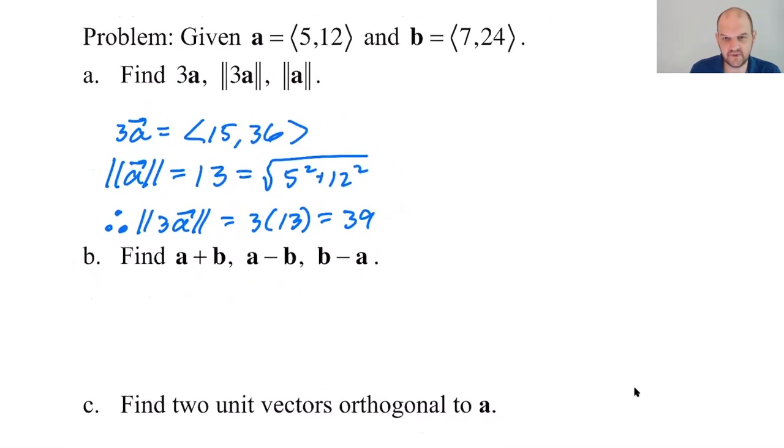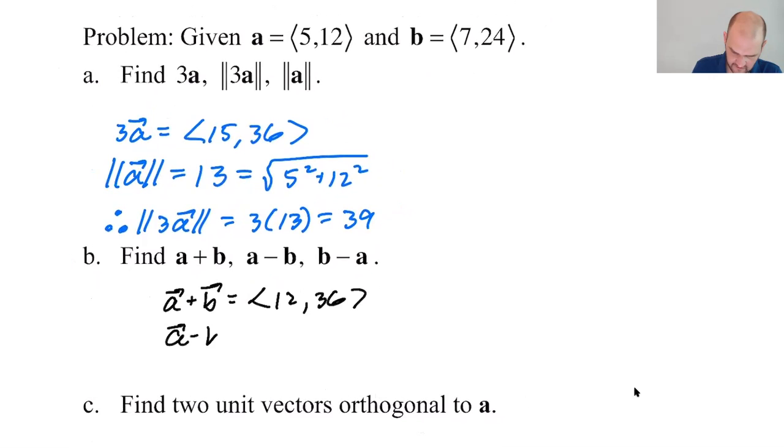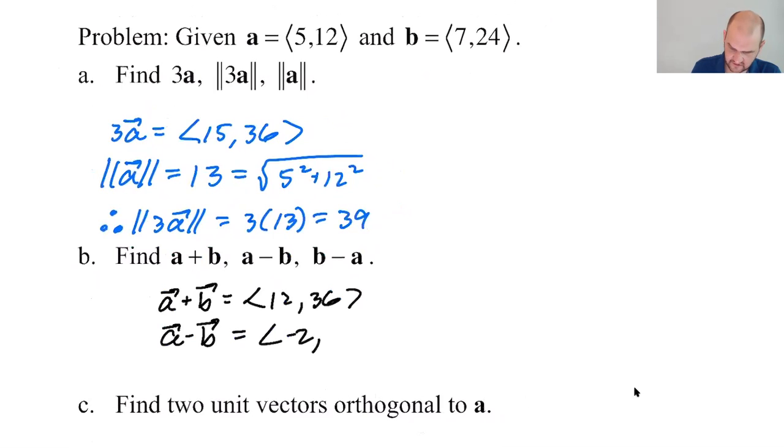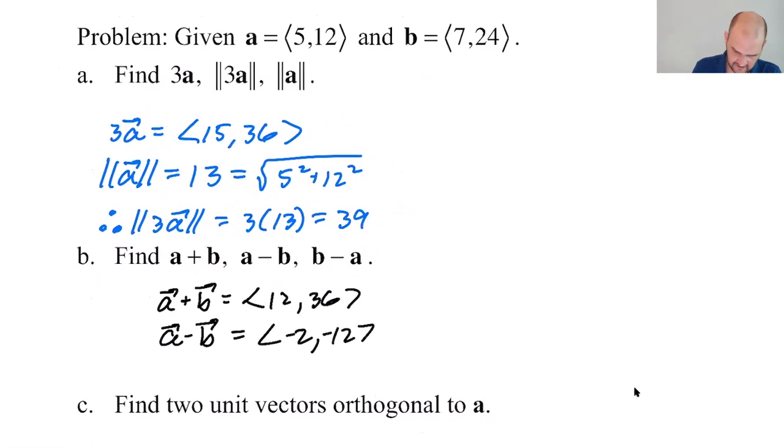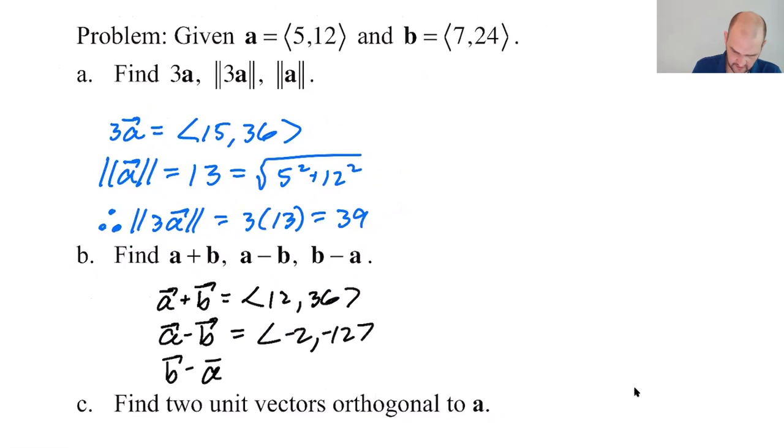All right, a plus b. I don't know what we're getting out of this, but I guess it's practice. A plus b is 5 plus 7 is 12, and 12 plus 24 is 36. A minus b is 5 minus 7 is negative 2, and 12 minus 24 is negative 12. And then b minus a, I will do something a little weird here. I'm going to say it's just the negative of a minus b, so that's going to be (2, 12).